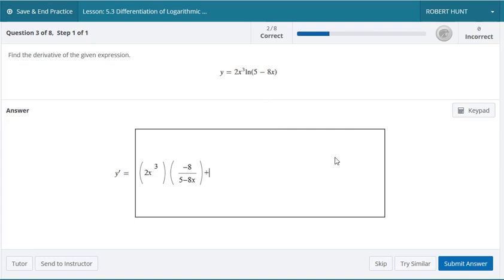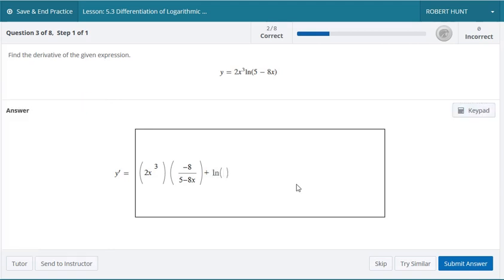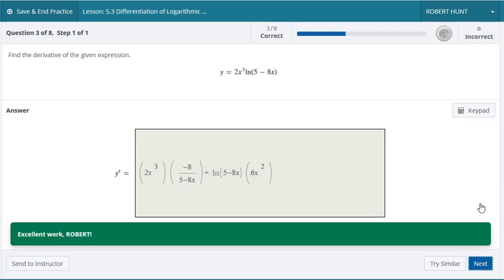Plus second, which is the log. Now you can't type ln on here. You need to actually go to the keypad and hit ln. So that's the log of 5 minus 8x times the derivative of the first. The derivative of 2x cubed is 6x squared. So there we go. We got first times the derivative of second using the logarithmic derivative rule, plus second times the derivative of the first.